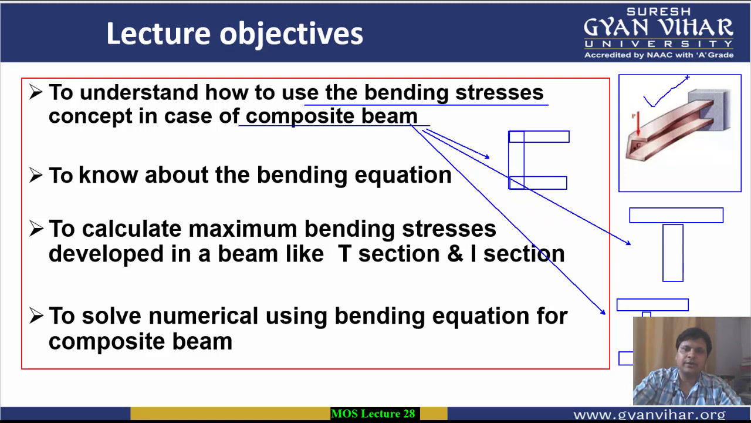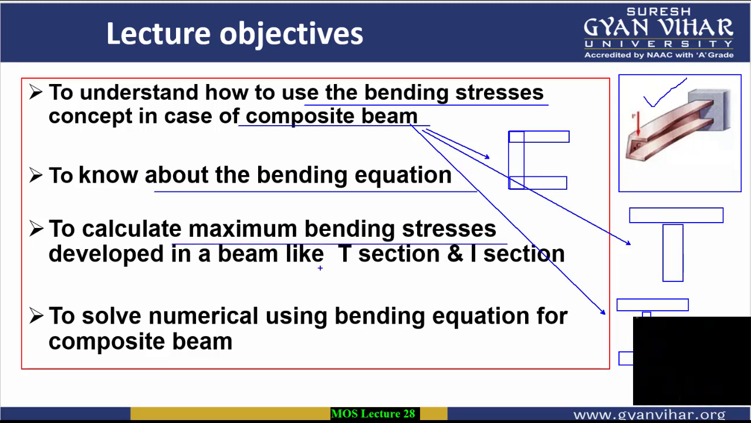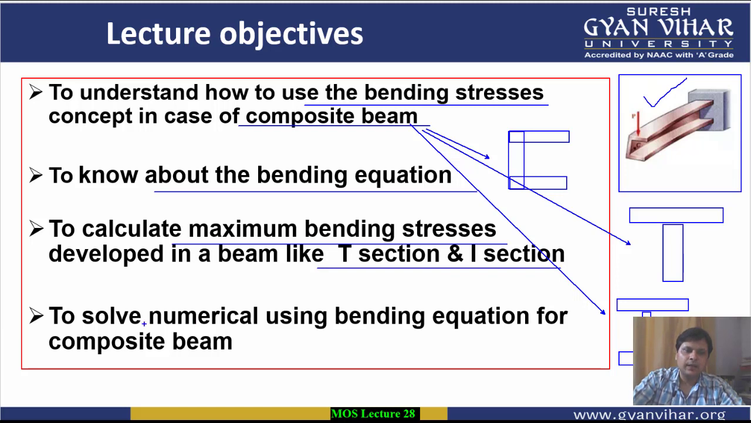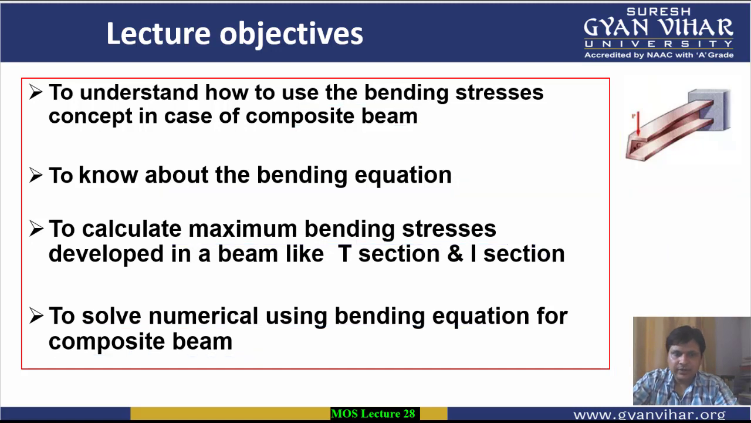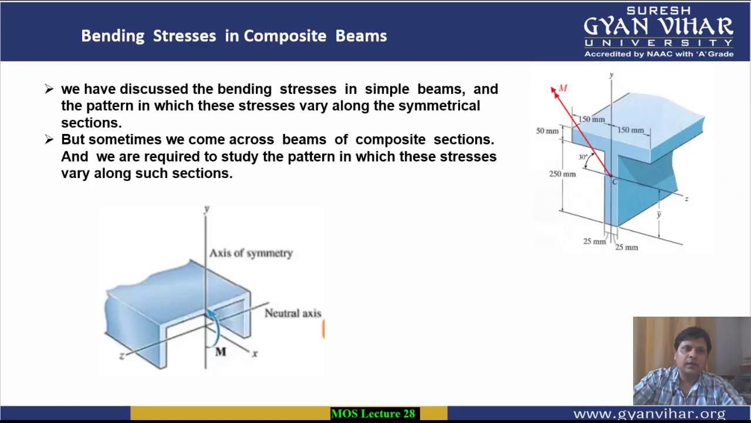In this diagram you can see a C section in the form of a cantilever beam. We are going to apply the bending equation on these sections. We are also going to calculate the maximum bending stresses in these T sections and I sections. Then we are also going to solve some numericals based on the theory of bending in the case of composite beams. I hope you have understood what we are going to touch in today's lecture. Now let's move into the discussion: bending stresses in composite beams.